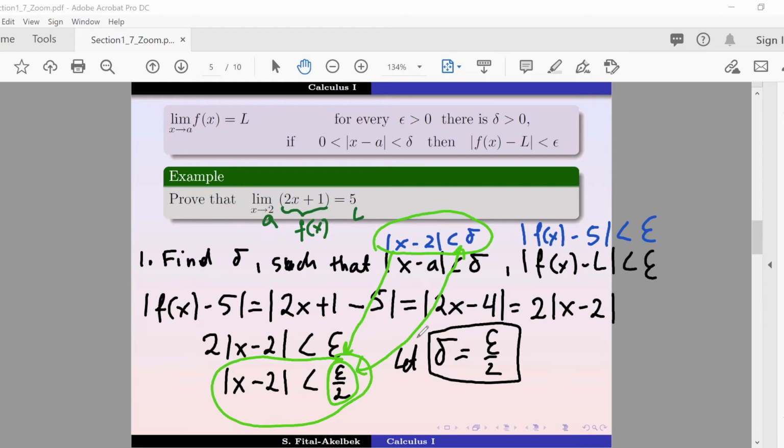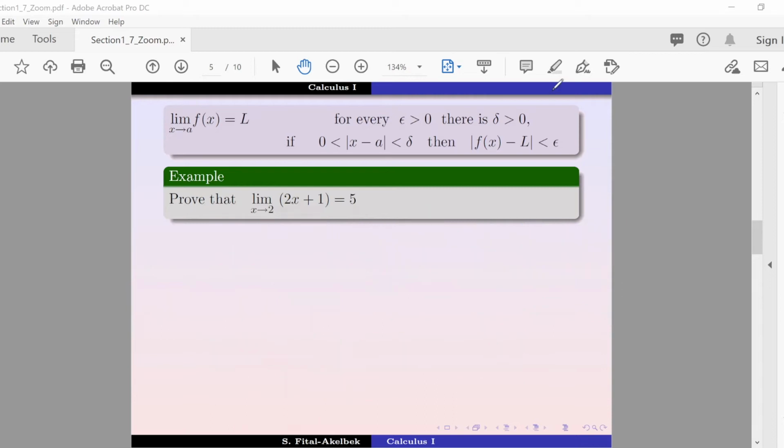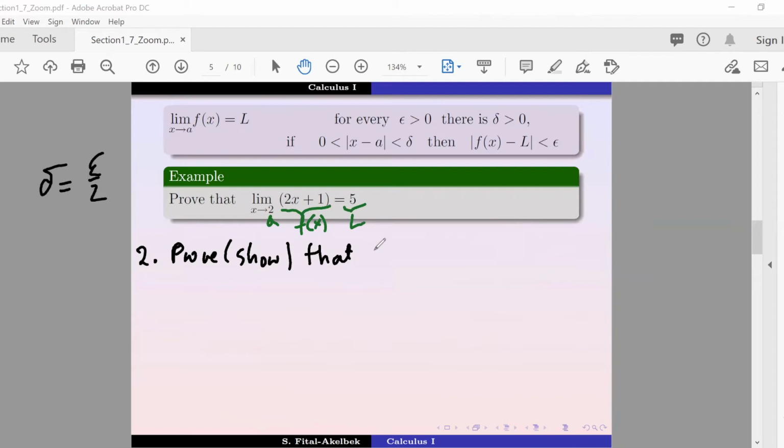And then we need to prove that this delta works. So let me clear this. I'm going to rewrite: my delta was epsilon over 2. I'm going to rewrite what we had. This one was my a, f of x, and this is my L. All right. Step 2 would be to prove or show that your delta, in that case epsilon over 2, works.